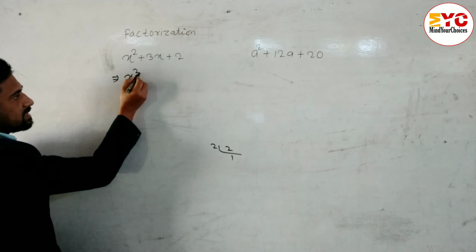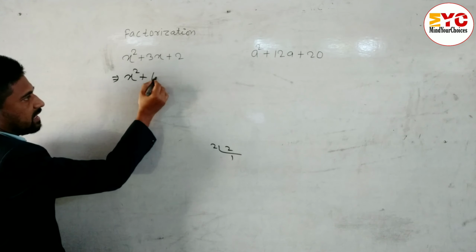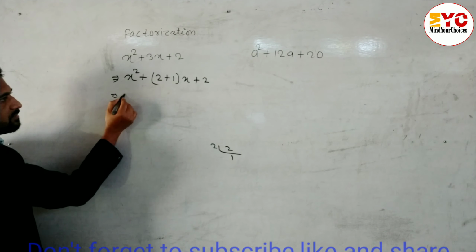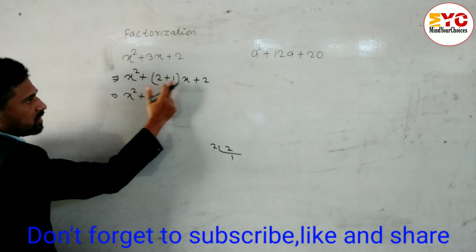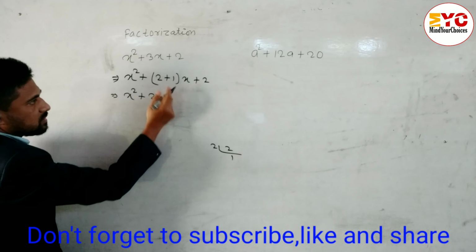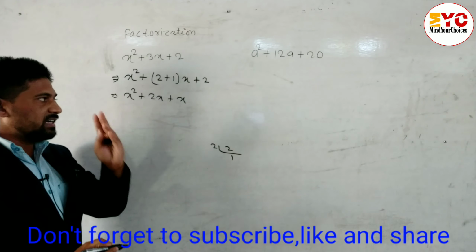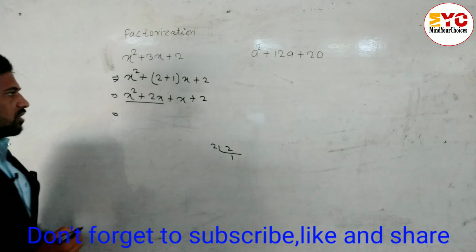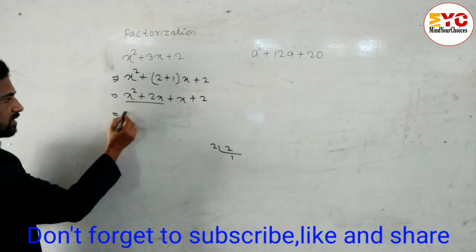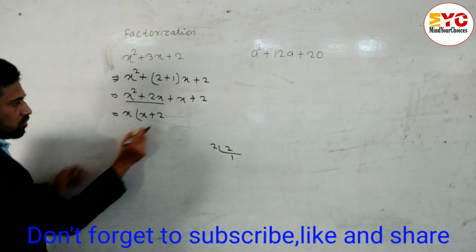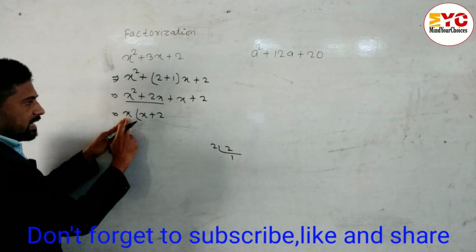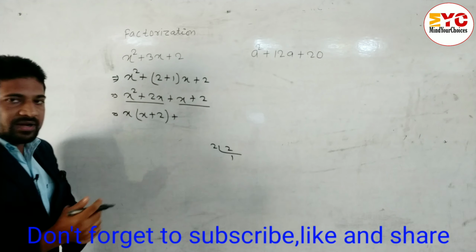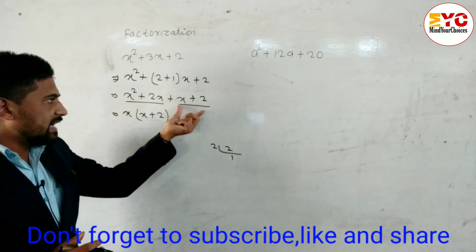So we can write x square plus, in the place of 3, we can write 2 plus 1, x plus 2. After this, we have to open the bracket: x square plus 2 into x, 2x, plus 1 into x, x, or you can write 1x, plus 2. After this, from the first 2 terms we have to take common, and the common is x here. So remaining is x plus 2, because x into x is x square, x into 2 is 2x. Plus from here, what is the common? You can see, x plus 2.